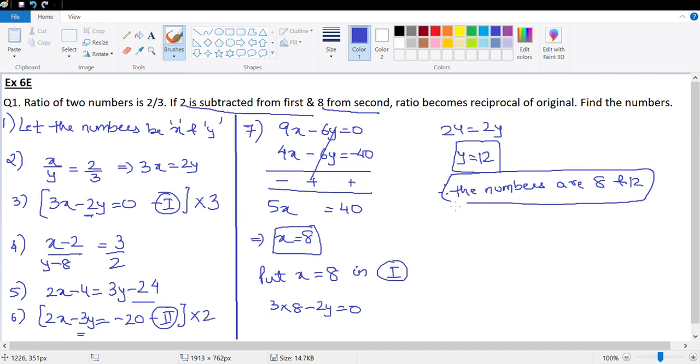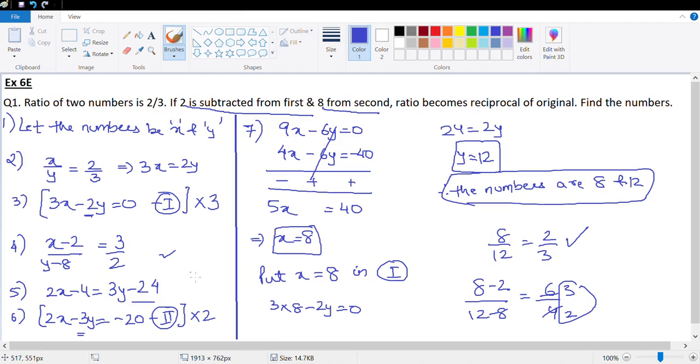Correct. Let's check if our answer is correct. Let's try and substitute. So 8 upon 12 is 2 upon 3. That's correct. And 8 minus 2 upon 12 minus 8. 8 minus 2 is 6. 12 minus 8 is 4. That's 2 into 3, 2 into 2. That's 3 upon 2. Perfect. So our answers are correct. This is just a method to check. You're not required to do this in the examination or for solving these questions. In fact, I will not be checking our answer like this for any other question.